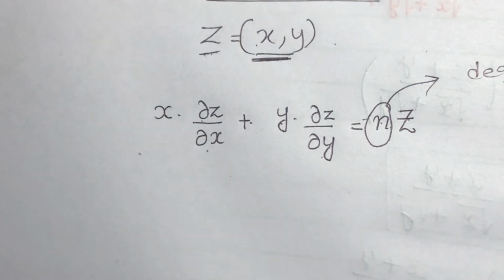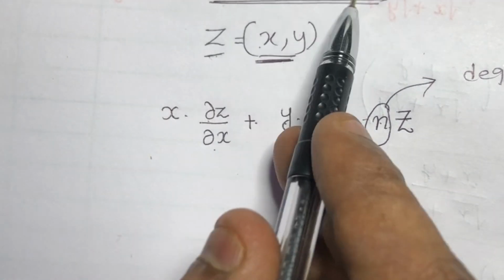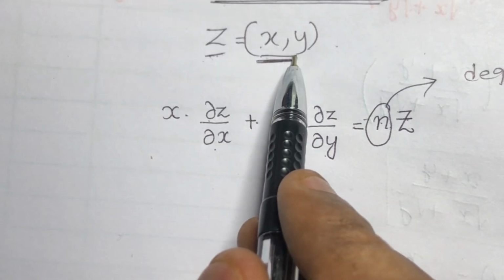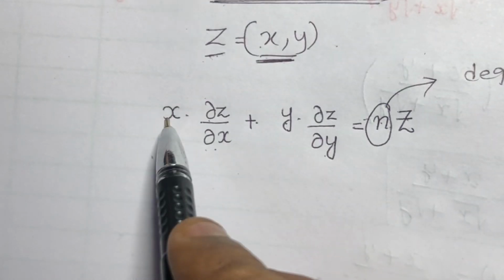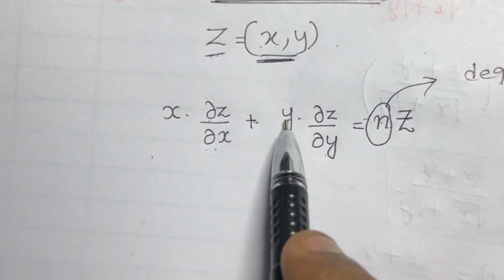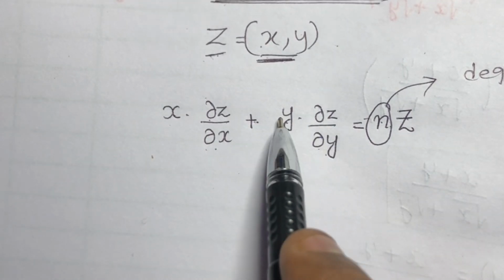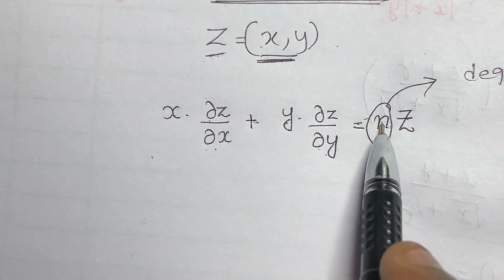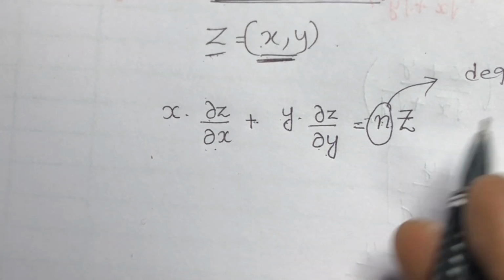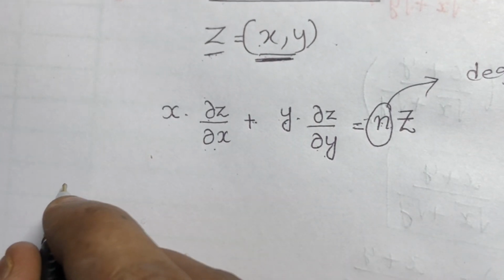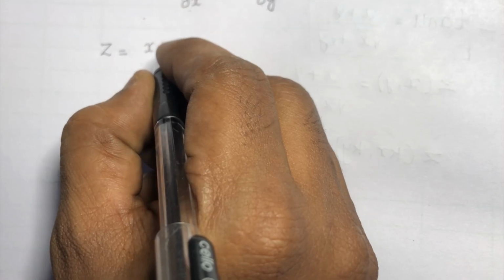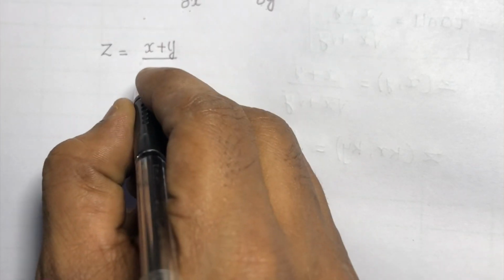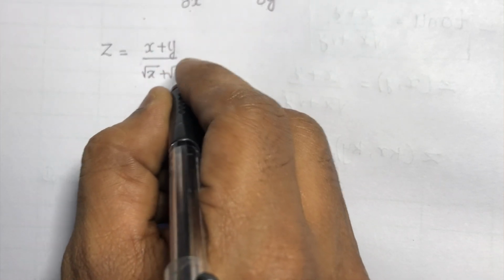So what is Euler's theorem? Euler's theorem says that if z is a function of x, y, then x into ∂z/∂x plus y into ∂z/∂y must be equal to n times z. So in the previous question, we have z equal to x plus y by root x plus root y.